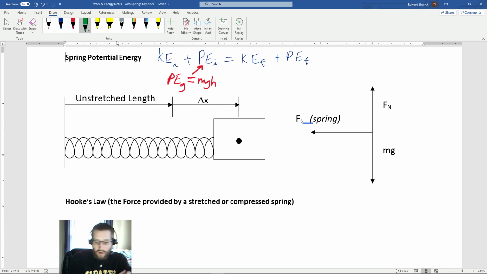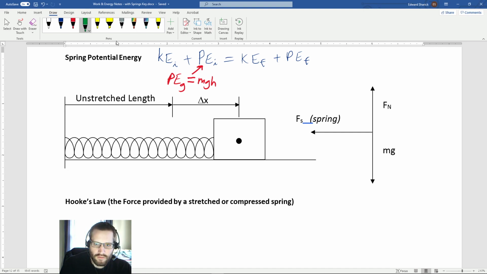So you can have chemical potential energy, such as an explosive. When that chemical reaction happens, you have energy that's released into kinetic energy from that chemical potential energy. Another one that's really easy to see that we looked at in labs this year is spring potential energy, and that's what we're going to focus on today.